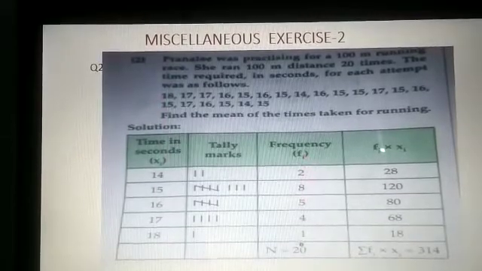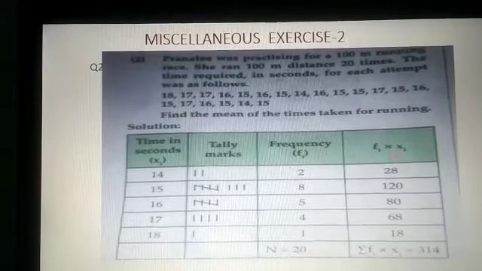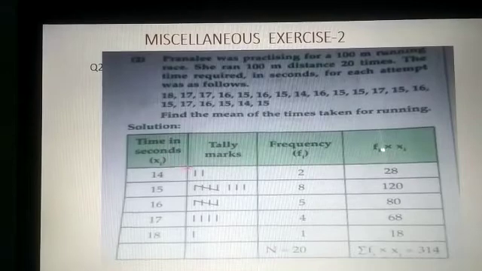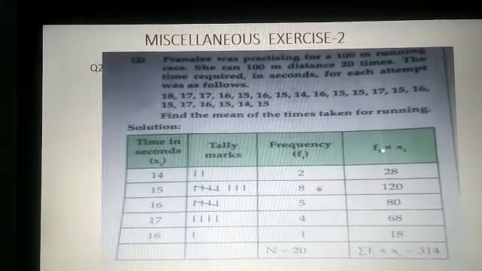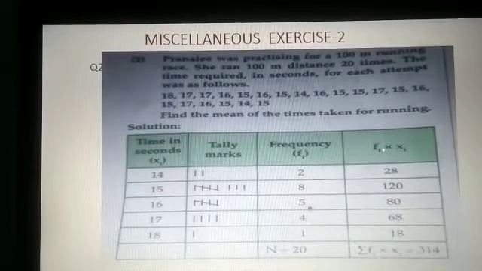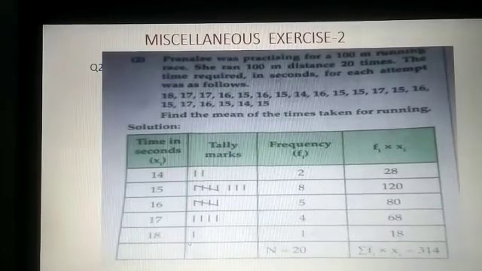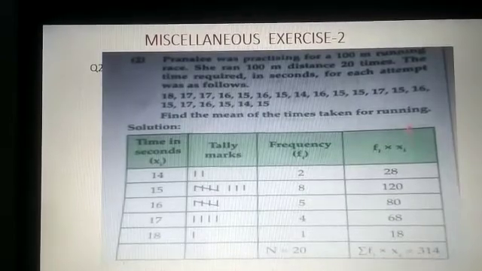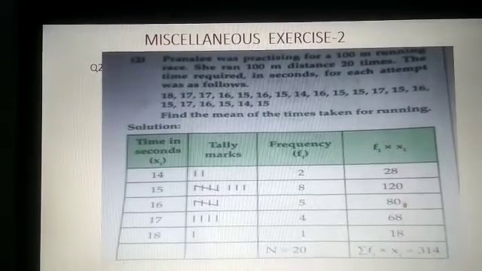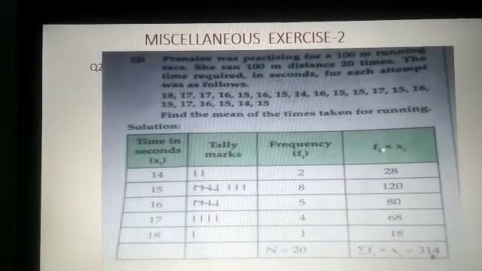So now you have to count the total frequency, that is capital N, and it is equal to 20. Now in the last column, frequency is multiplied with the time in seconds. So one by one: 2 into 14 is 28. 8 into 15 is 120. Then 5 into 16 is 80. 4 into 17 is 68. 1 into 18 is 18, and here the sum of fi into xi will be 314. If you add all these frequencies multiplied by xi, that will be 314. Now children, we have filled this information in the form of a table.